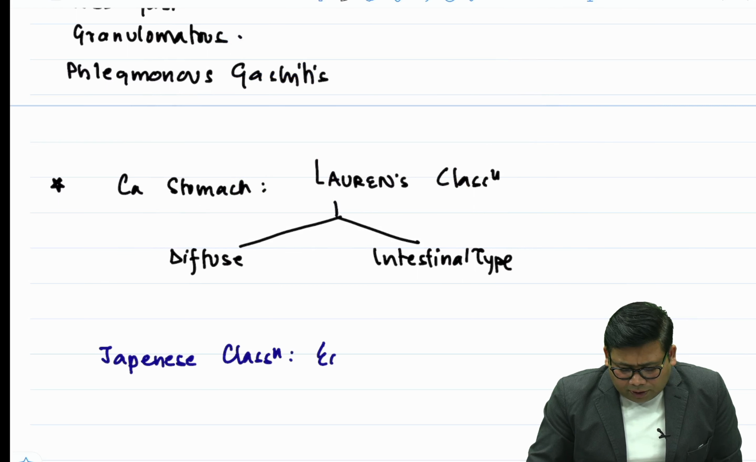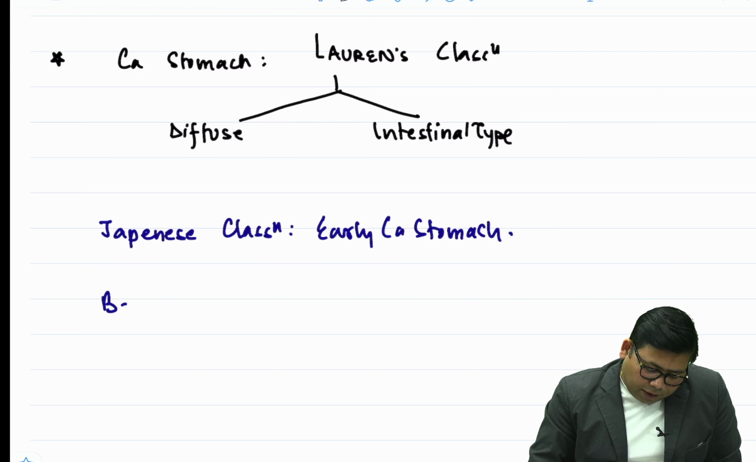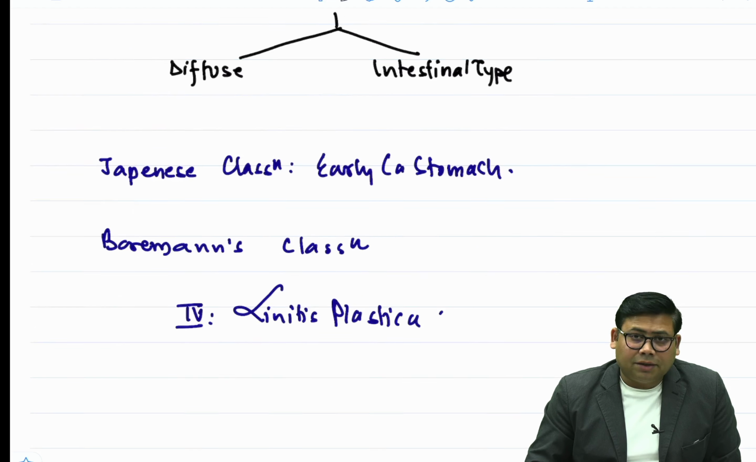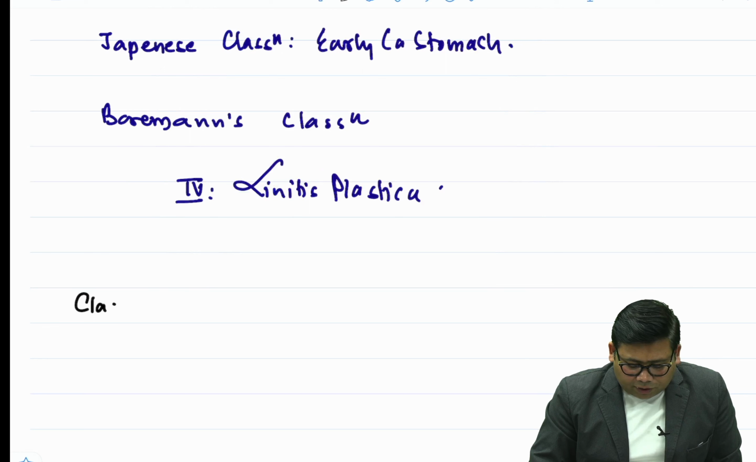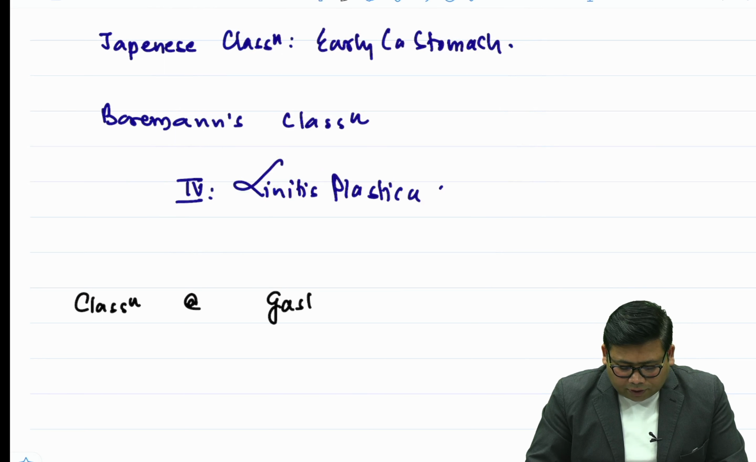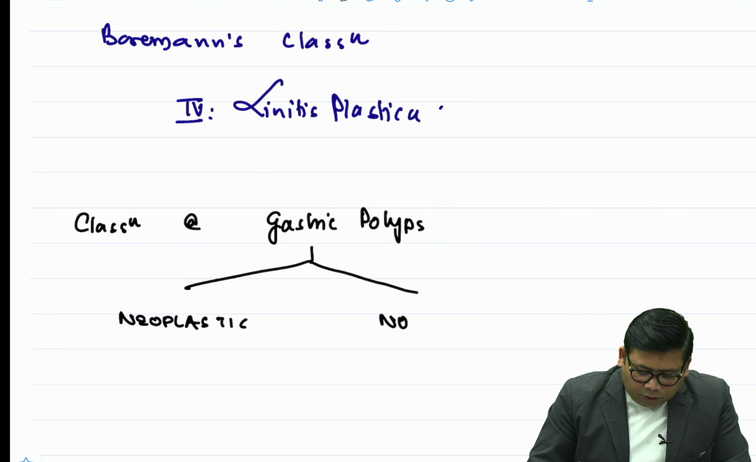Then we have the Japanese classification. This is for early carcinoma stomach, that is involving mucosa and submucosa. Then you also have Borrmann's classification. Leave all the things. Remember, Borrmann's type 4 is nothing but linitis plastica. These are certain things. Then we have a classification for gastric polyps also. So what is the classification of gastric polyps? Let us try to understand. When we talk about gastric polyps, they are classified into two types: neoplastic and non-neoplastic.